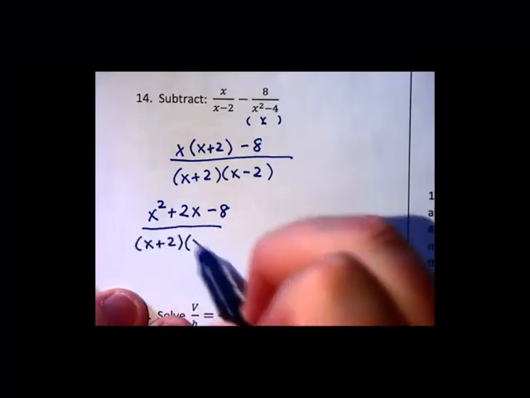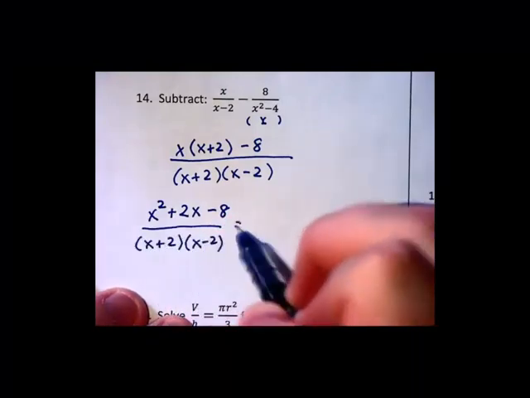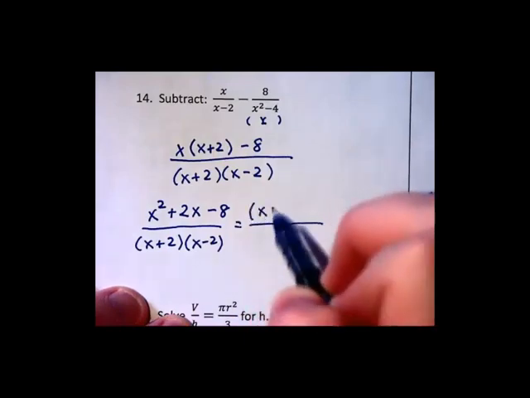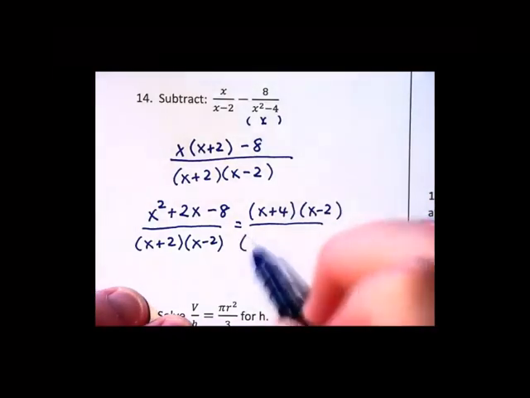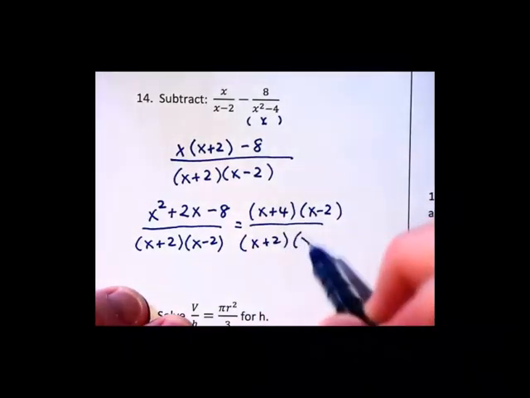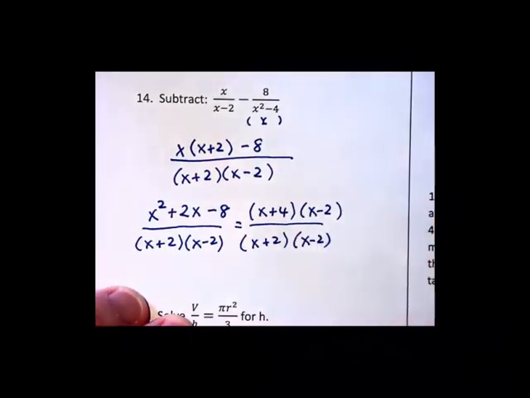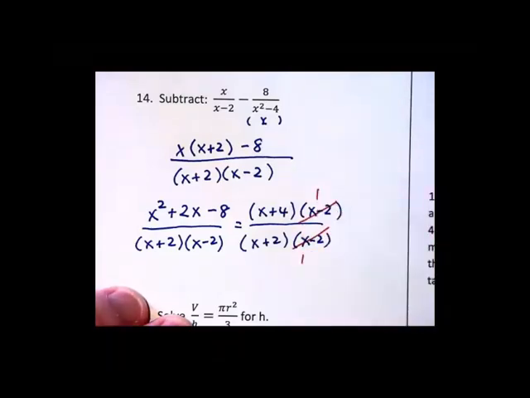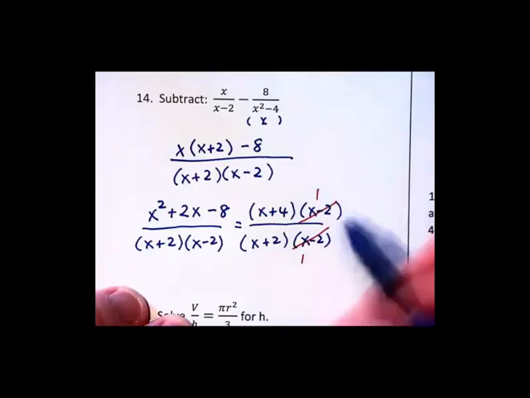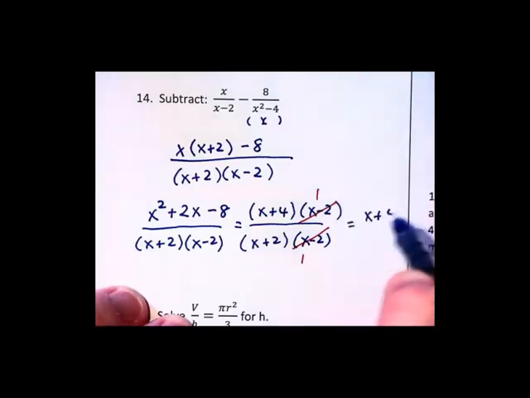And then we factor the numerator. It factors into x plus 4 times x minus 2 over the x plus 2 times x minus 2. And this is when we are allowed to cancel, when we have a common factor in both the numerator and the denominator. So our answer to this problem is going to be x plus 4 over x plus 2.